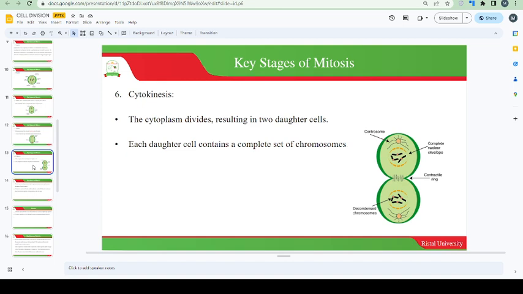Cytokinesis. During cytokinesis, the cytoplasm divides, resulting in two daughter cells. Each daughter cell contains a complete set of chromosomes, as shown in the image below.